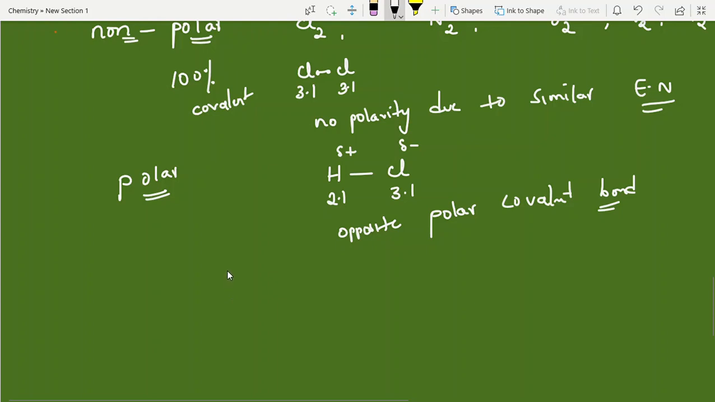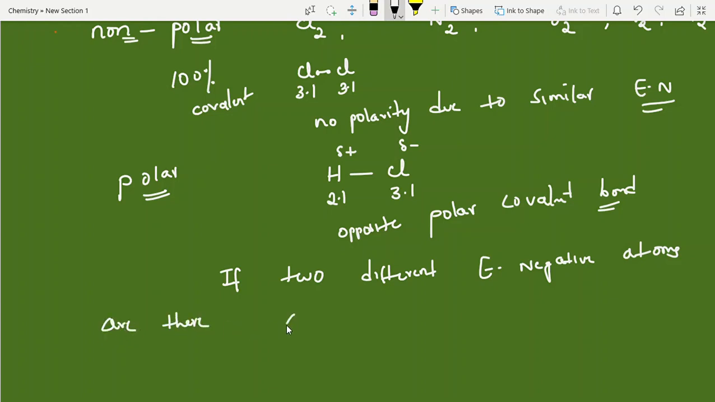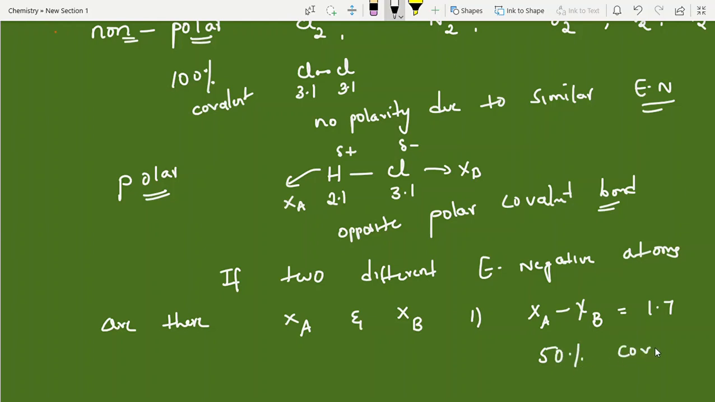Students, suppose there are two atoms with different electronegativity. You can write them like this: one you can take as XA, another as XB. Now the first point, case 1: XA minus XB. If you calculate the difference, 3.1 minus 2.1, it is exactly 1.7. Then you can decide it is 50% covalent and 50% ionic. This value is fixed, students. With respect to this value we are speaking.